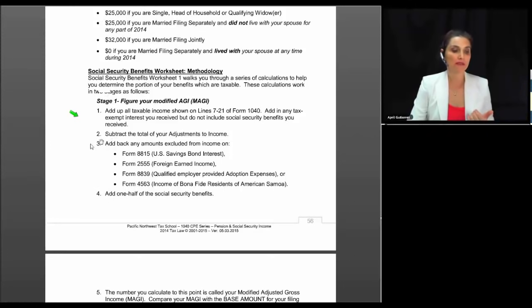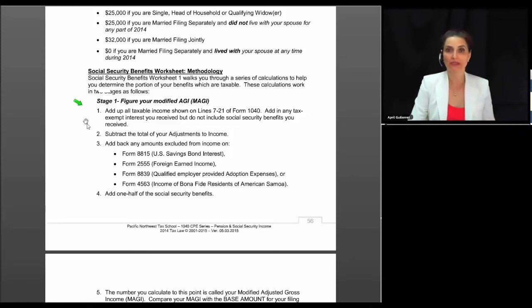But the worksheet itself does take you through some stages of adding in other types of income that might affect your calculation. So I've divided the Social Security benefits worksheet into 2 stages. The first stage is the simplest one.